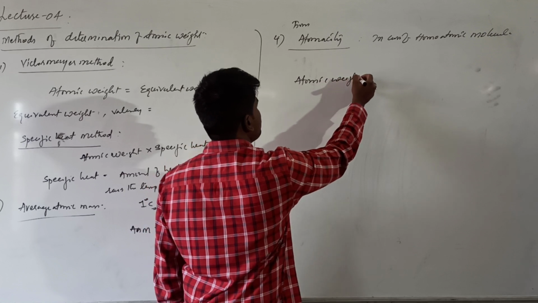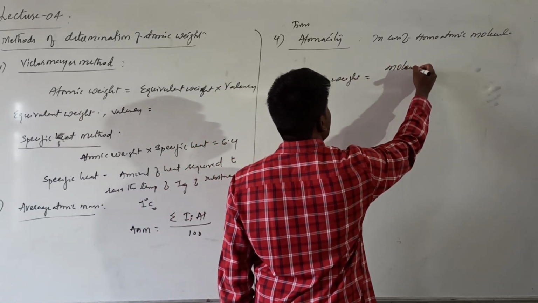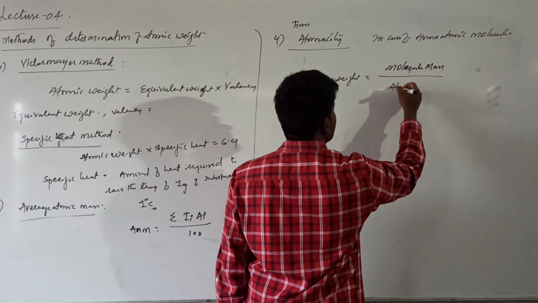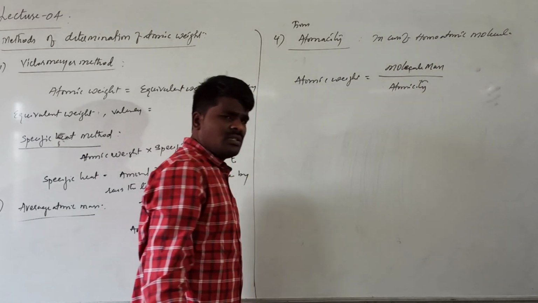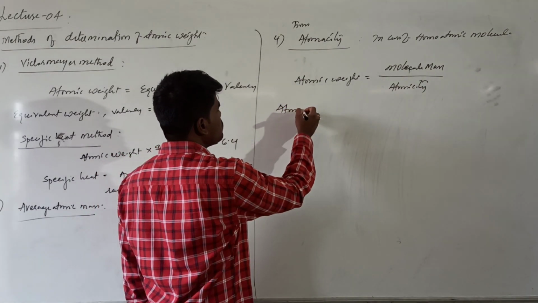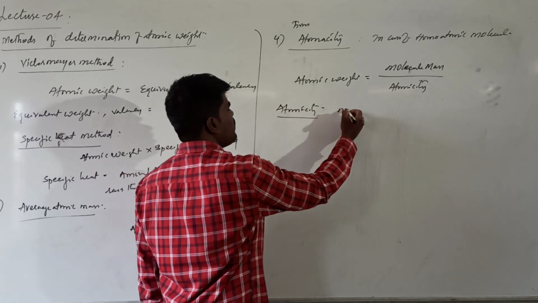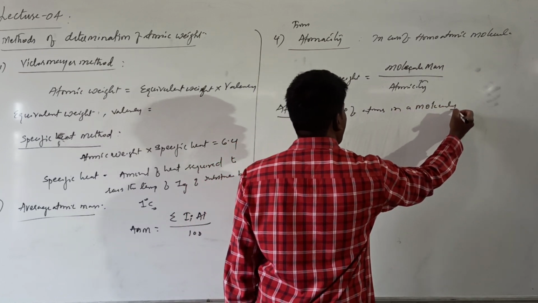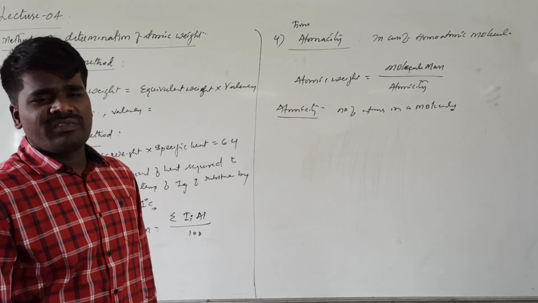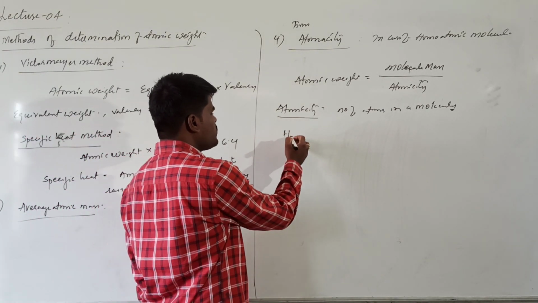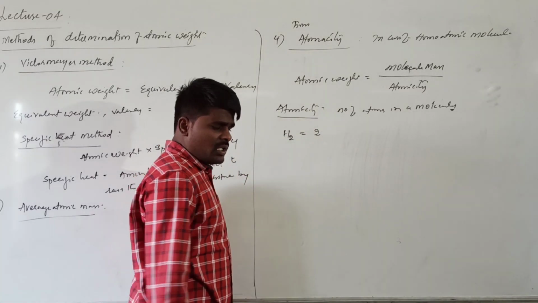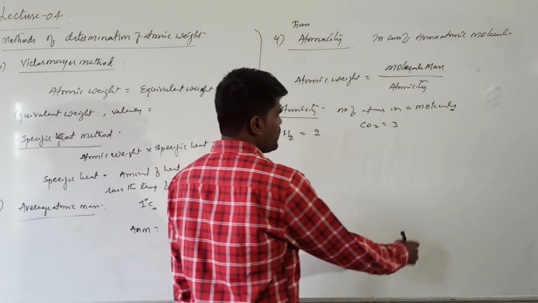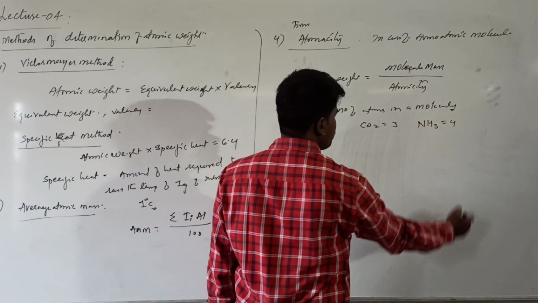Atomic weight will be equal to molecular mass upon atomicity. What is meant by atomicity? Atomicity is nothing but the number of atoms in a molecule. A molecule is made by how many atoms? It's basically expressed in terms of atomicity. Suppose if a molecule is made by 2 atoms, its atomicity will be 2. If a molecule is made by 3 atoms, its atomicity will be 3. If a molecule is made by 4 atoms, its atomicity will be 4, like this.